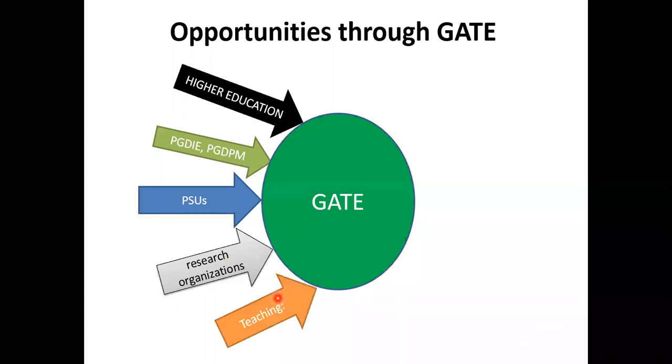And one more thing is the teaching side. Of course, this point does not belong to you because you are still a student. If you want to get a teaching job like assistant professors and associate professors for IITs and NITs, for shortlisting those candidates, those institutions are considering the GATE score. So these are some of the opportunities. So let us look at one more opportunity.